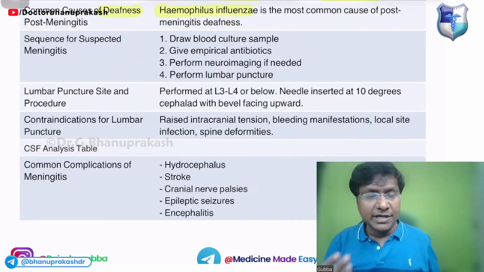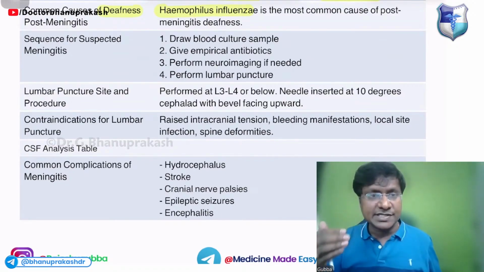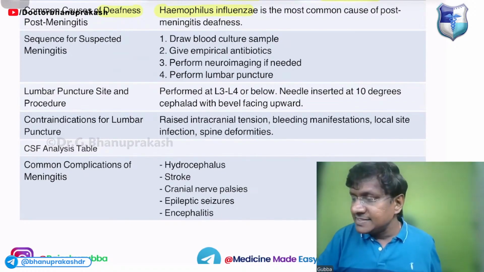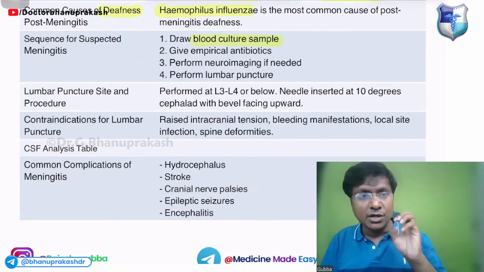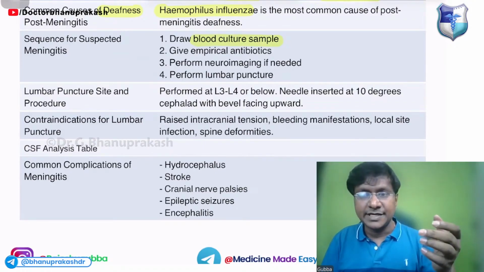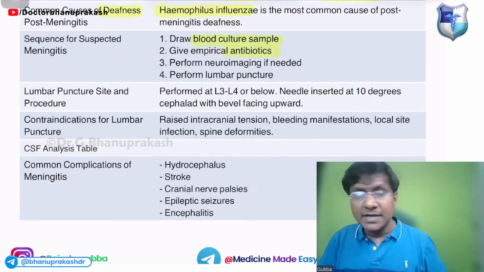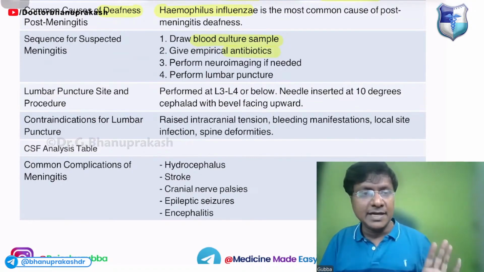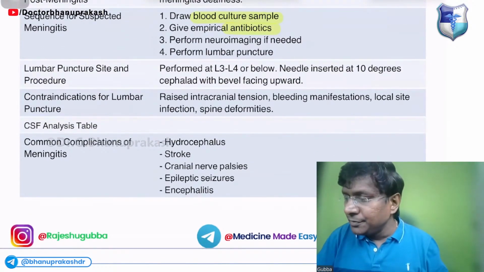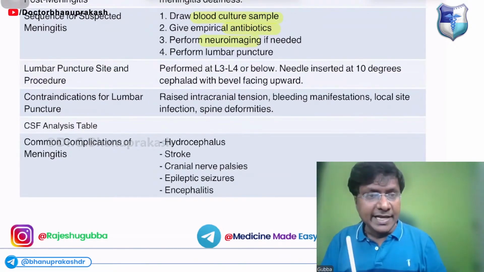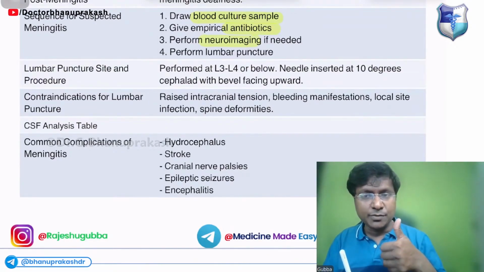Now, whenever you are doing a workup in patients with meningitis, what is the sequence that you need to follow? The sequence can be asked as a question. You need to remember the sequence. First and foremost, you need to draw the blood culture whenever you are suspecting meningitis. Then immediately, after drawing the blood culture, give empirical antibiotics like ceftriaxone. Then you need to perform neuroimaging in order to look for any presence of intracranial space occupying lesion.